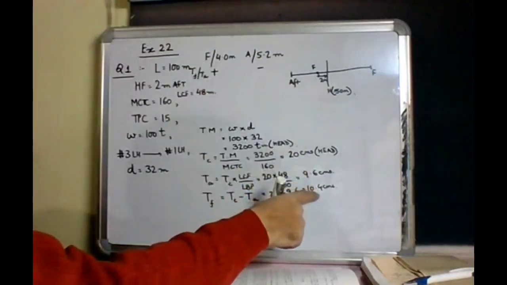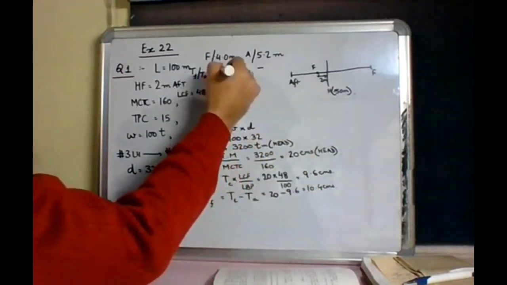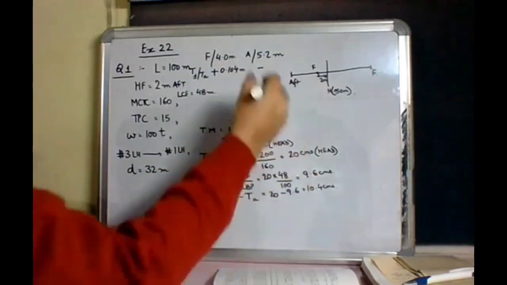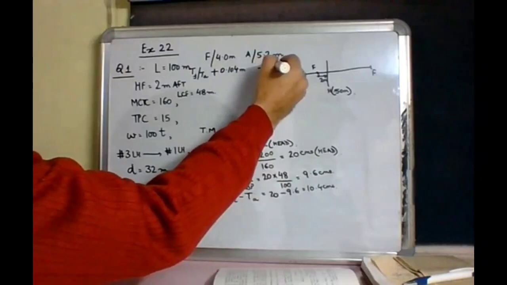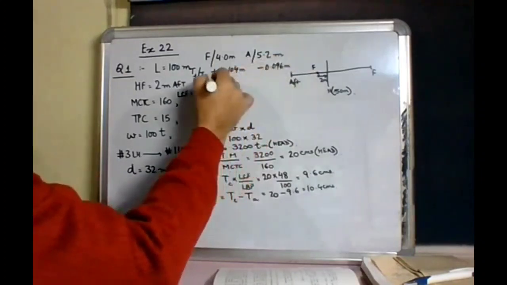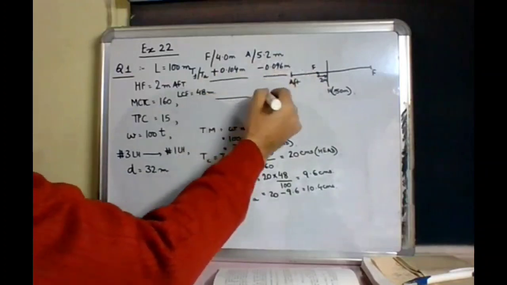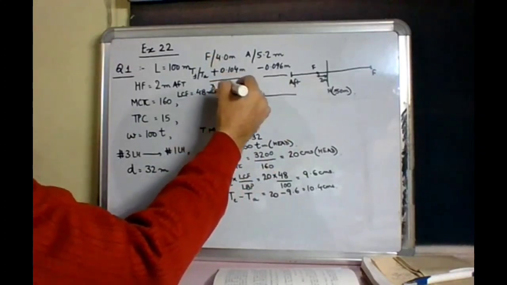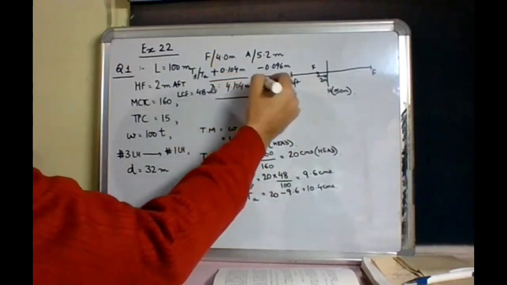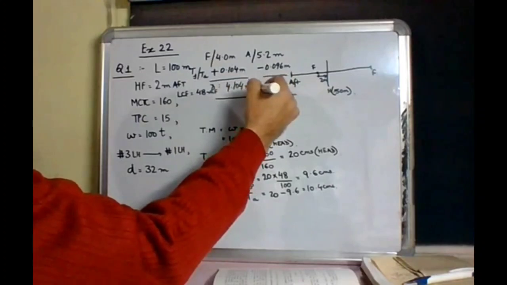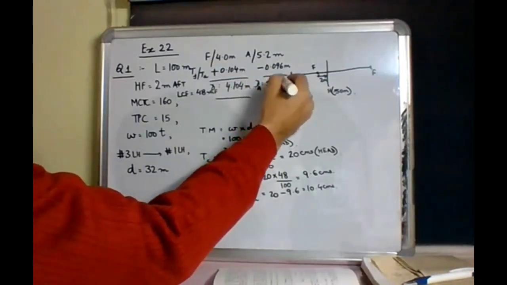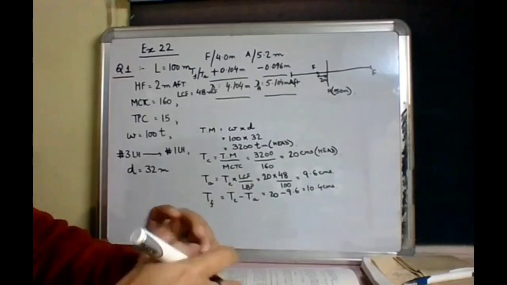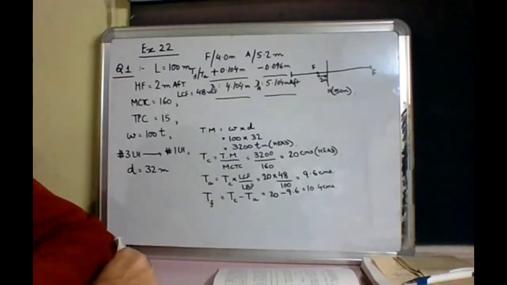Convert this centimeter to meter. Divide by 100. 0.104. 0.096. So this is your final answer. Any doubts?